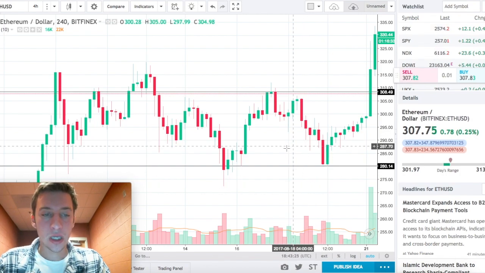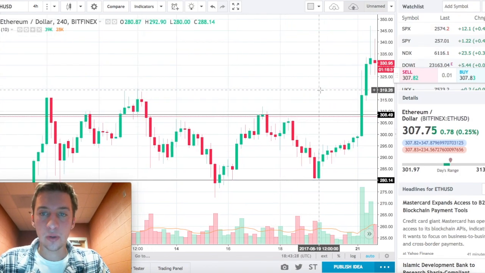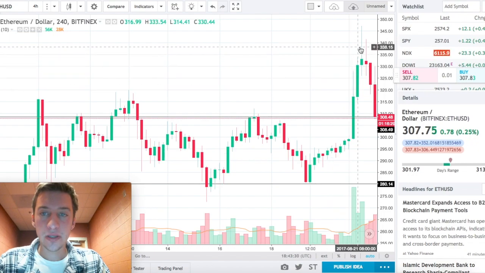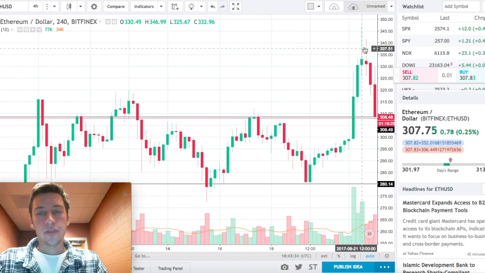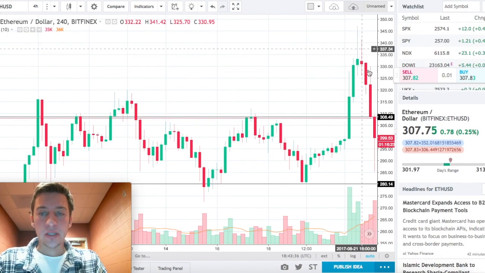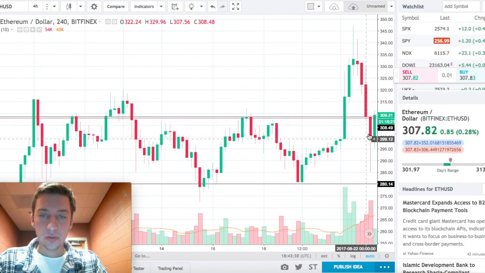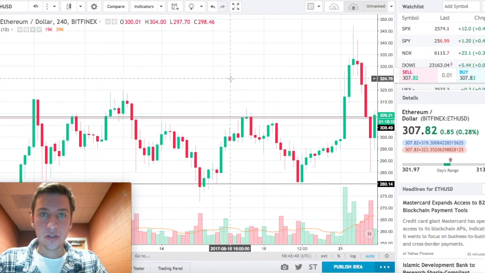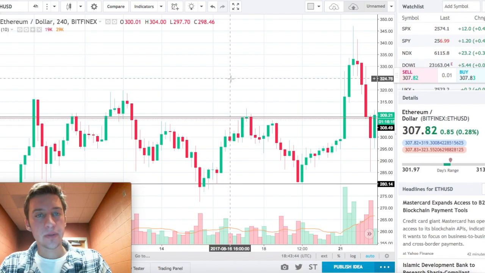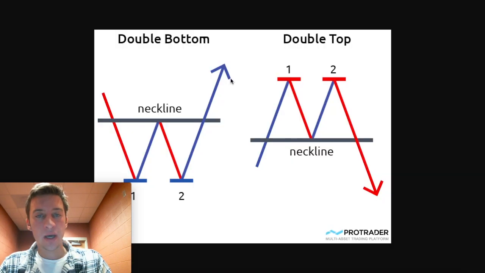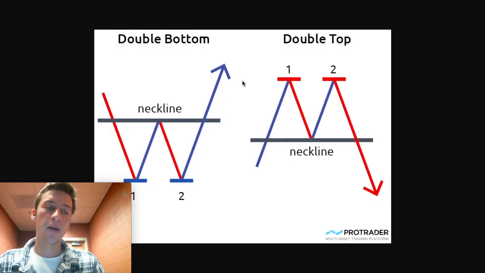we would see that we would have been hit right here with nice upper tails, and then we could get into the market if we wanted to, again, around here. And this would be a fantastic trade to take. So that's going to be it for our double top and our double bottom reversal patterns.